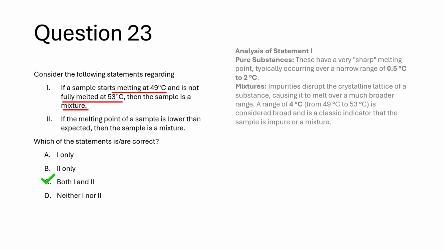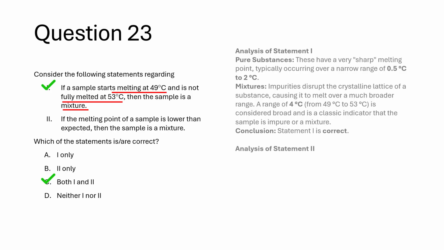Mixtures: impurities disrupt the crystalline lattice of a substance, causing it to melt over a much broader range. A range of 4 degrees Celsius, from 49 degrees Celsius to 53 degrees Celsius, is considered broad and is a classic indicator that the sample is impure, or a mixture. Conclusion: Statement I is correct.